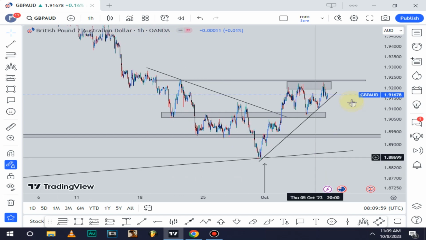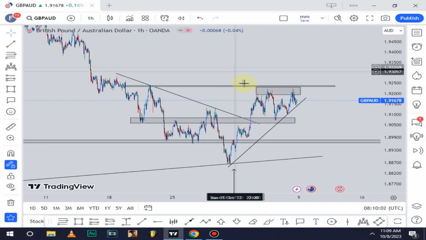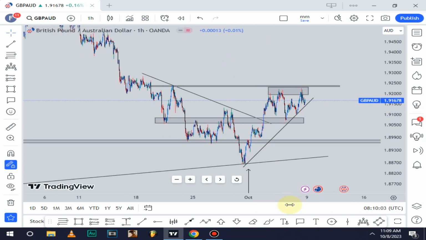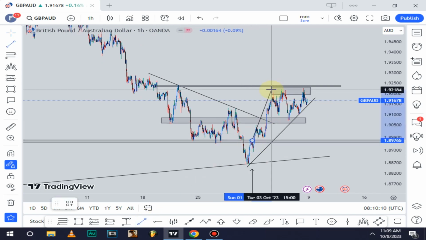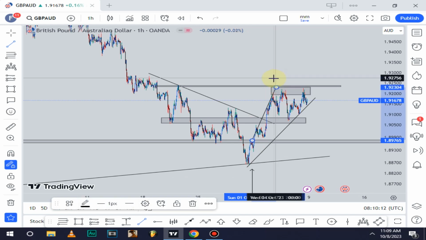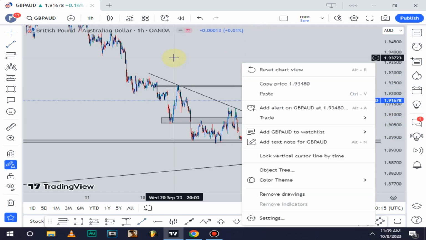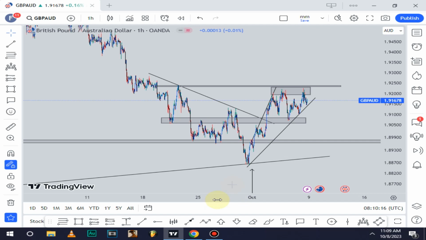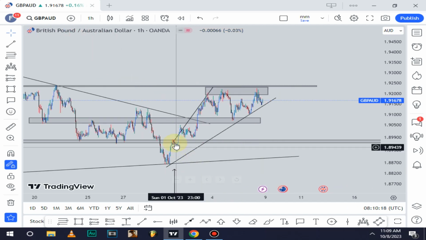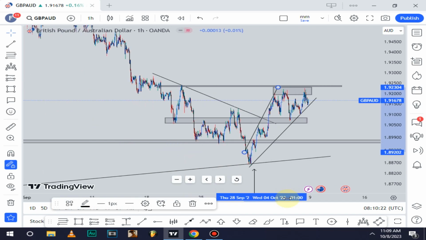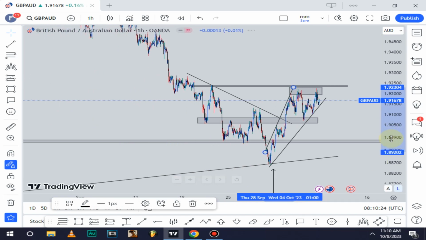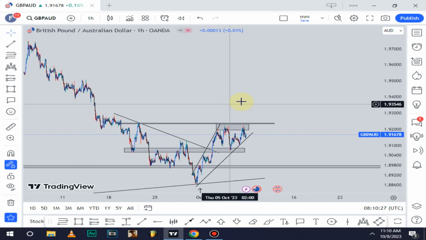Okay, let's try to understand what the market is trying to do. So that is what's happening, and let's see this. Still expanding. Okay. What are you trying to say, market? Okay, so now this is it.